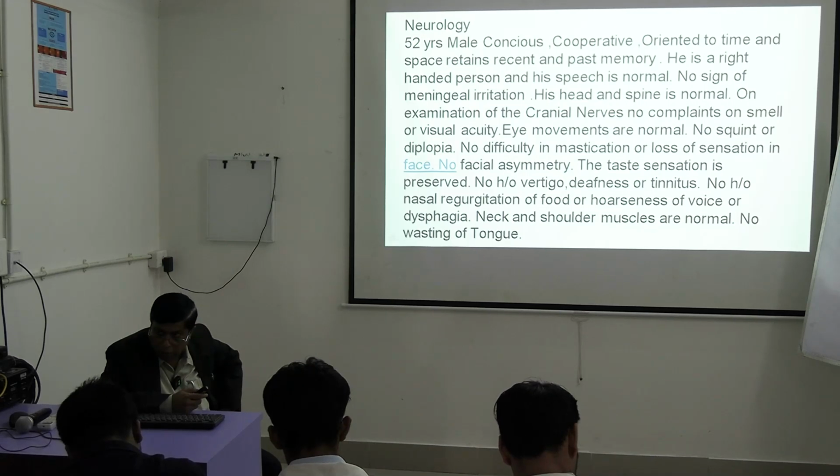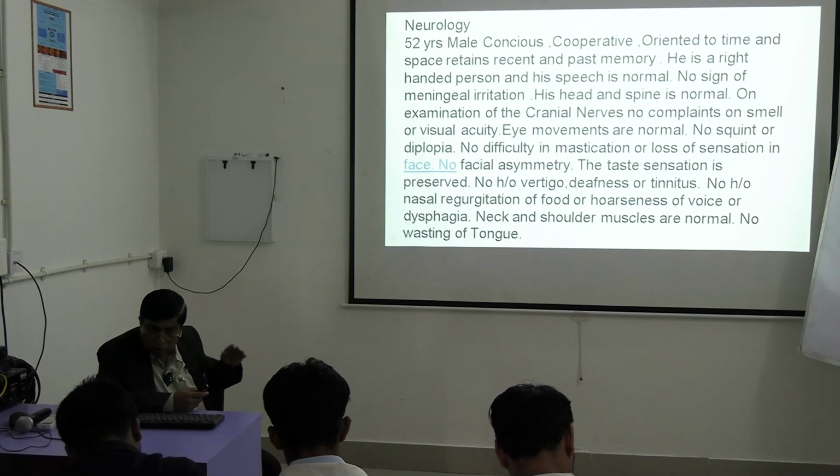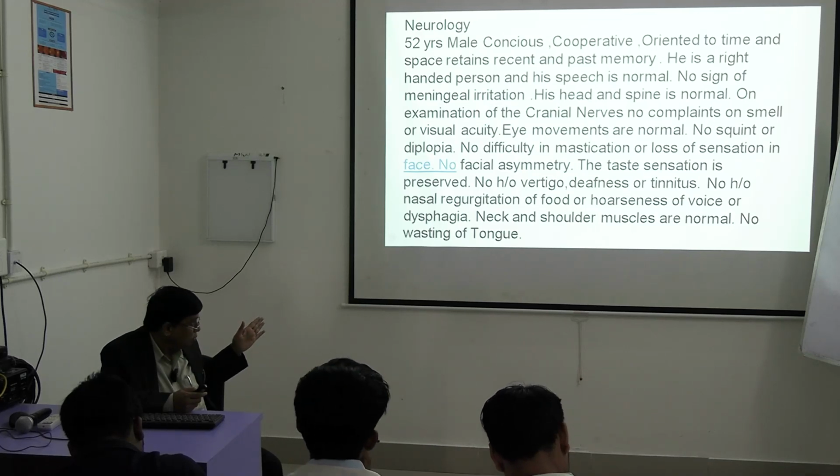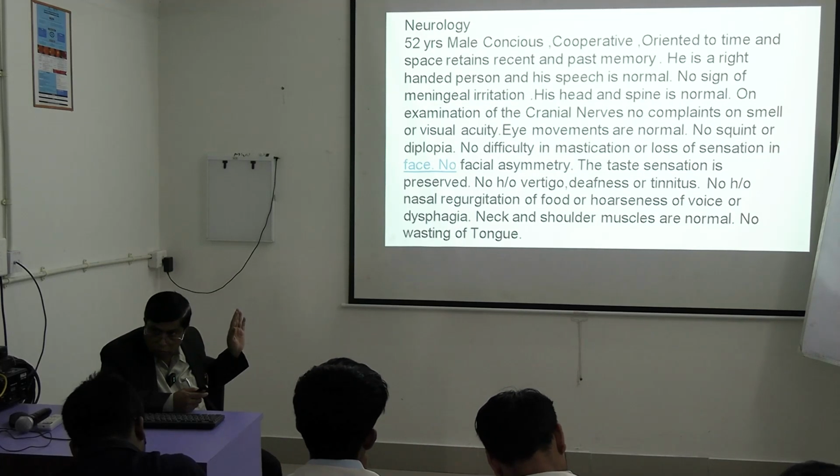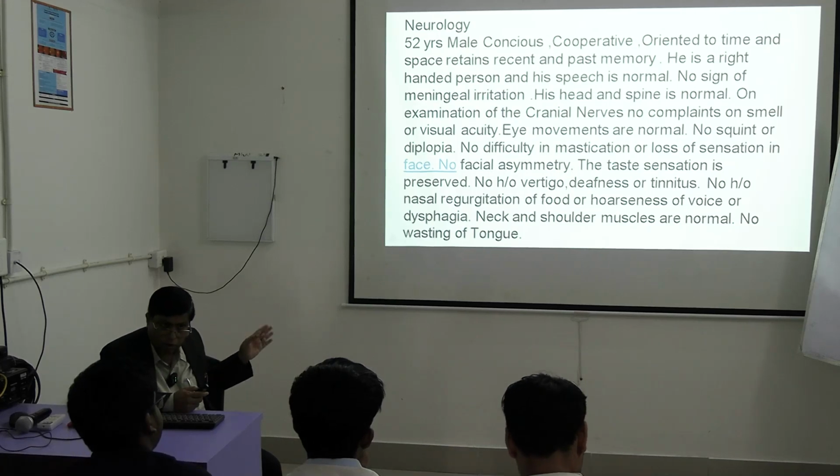And no wasting of tongue. Now it is the 12th nerve. So I have started from 1 and ended in 12th. Hypoglossal nerve. What is the feature of hypoglossal nerve? There is tongue wasting.